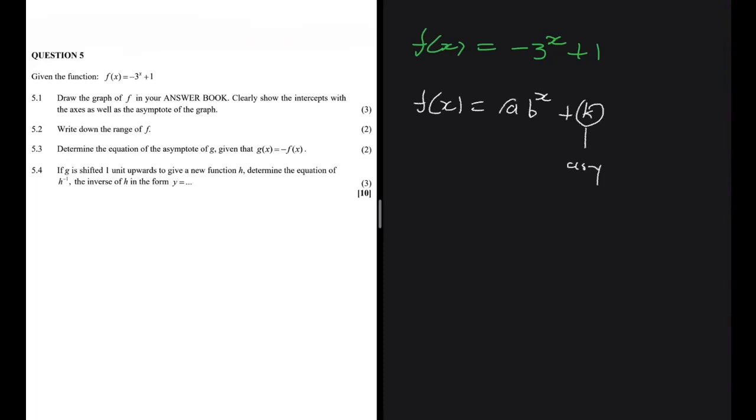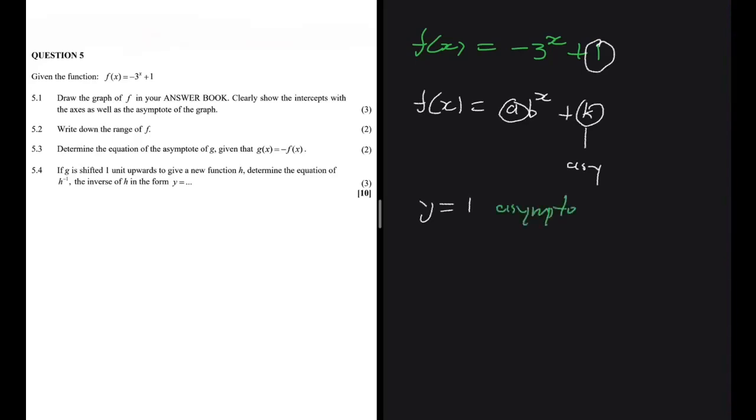And then the value of a is going to determine whether our graph is below the asymptote or above the asymptote. So let me show you what I'm talking about. So if we have f of x equals minus 3^x plus 1, then y equals 1 is going to be our asymptote, right?